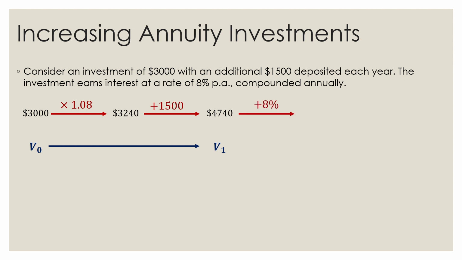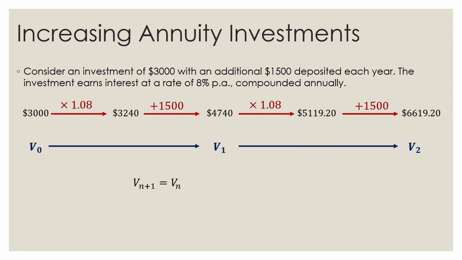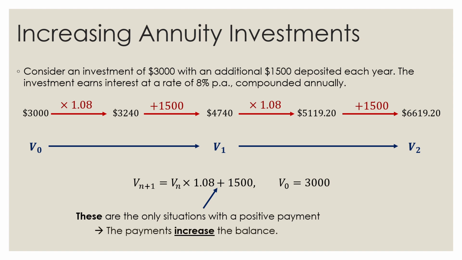The process would then repeat: times by 1.08, interest is added, and then we have the $1,500 deposit as well. And there's V2. So in terms of a recursive formula, the two things that we're doing are, number one, multiplying the previous term by 1.08, and plussing 1,500 to this, remembering V0 is equal to 3,000. We've run over this quite a few times already within this lesson: we're now looking at this in terms of a plus because we're adding to the loan as opposed to a subtraction, reducing the loan, or possibly a perpetuity.